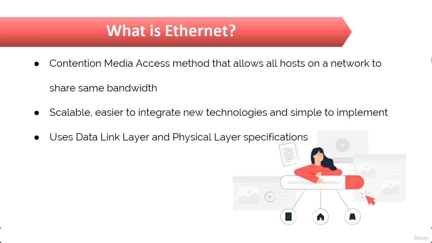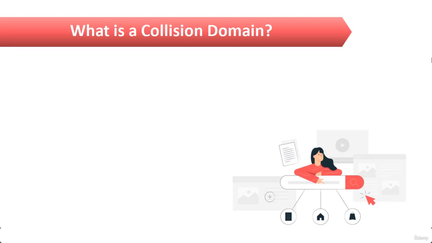Ethernet uses both data link and physical layer specifications, and this part of the section will give you both the data link layer and the physical layer information. In the upcoming sections, I'll also cover some basic terms used in networking with Ethernet technologies. Now let us start with collision domain.